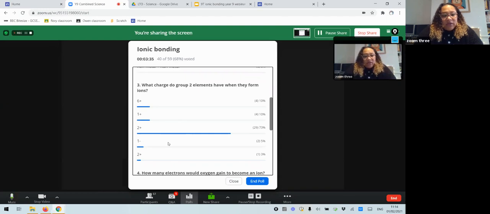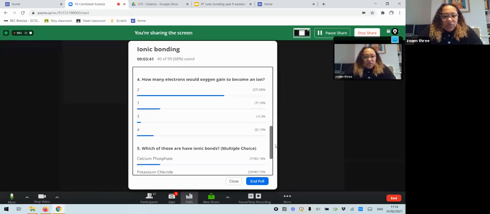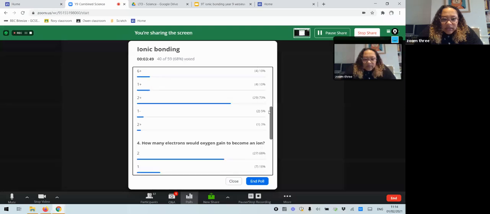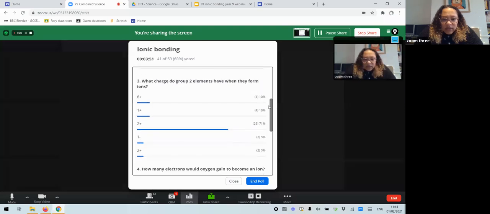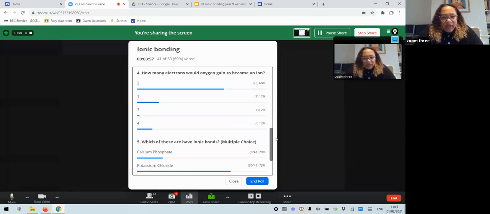Here, 73% of you have said 2+ for the group 2 elements when they form ions. Yes. How many electrons would oxygen gain to become an ion? 2. Oh, actually, hang on. I said to gain. I made a mistake there. 2+. So what charge do group 2 elements have when they form ions? That's correct. Okay, no, that is right. And how many electrons would oxygen gain to become an ion?